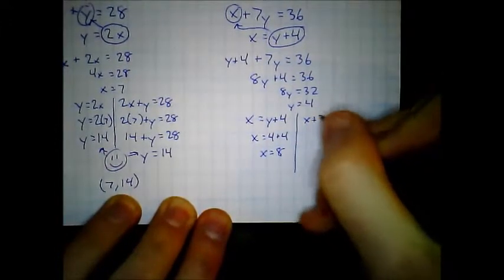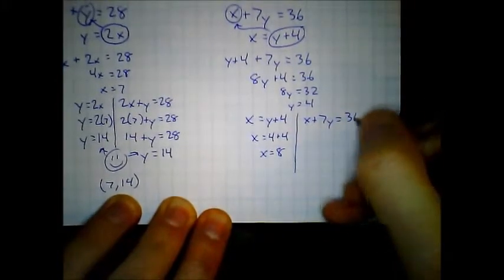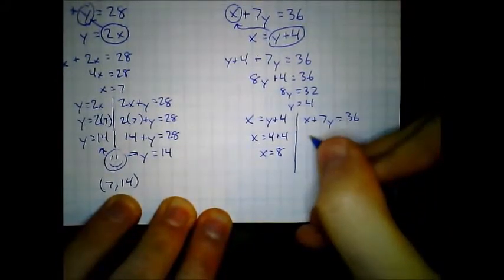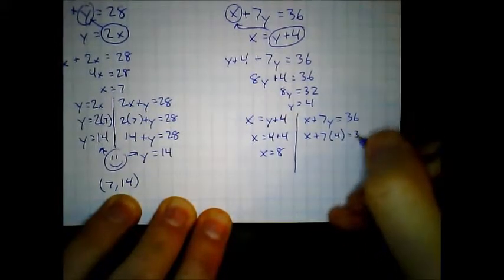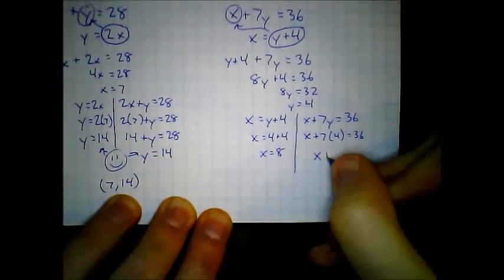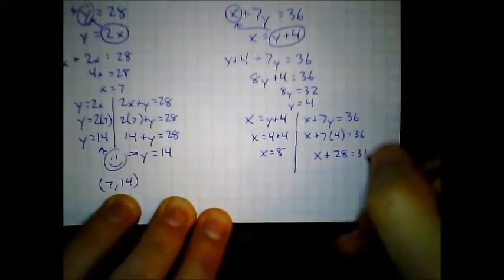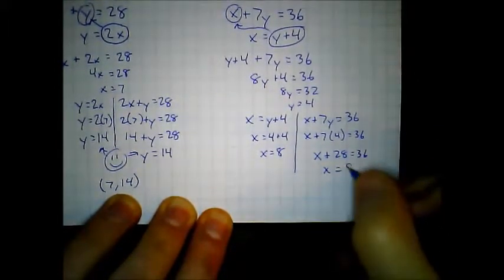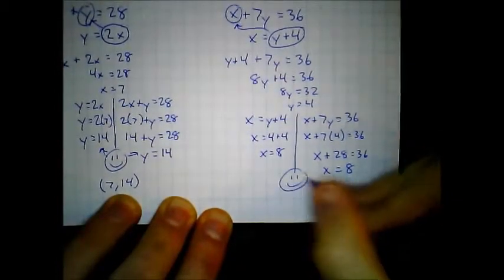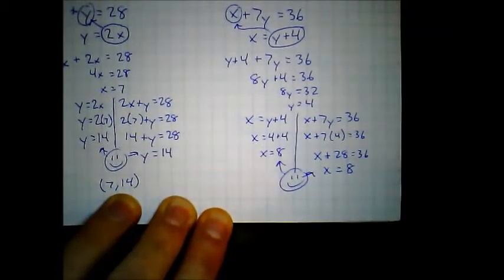So we have x plus 7y equals 36. We substitute 4 in for y again. X plus 7 times 4 equals 36. X plus 28 equals 36. Subtract 28 from both sides, and we get x equals 8. Okay, these are the same, so we're happy.